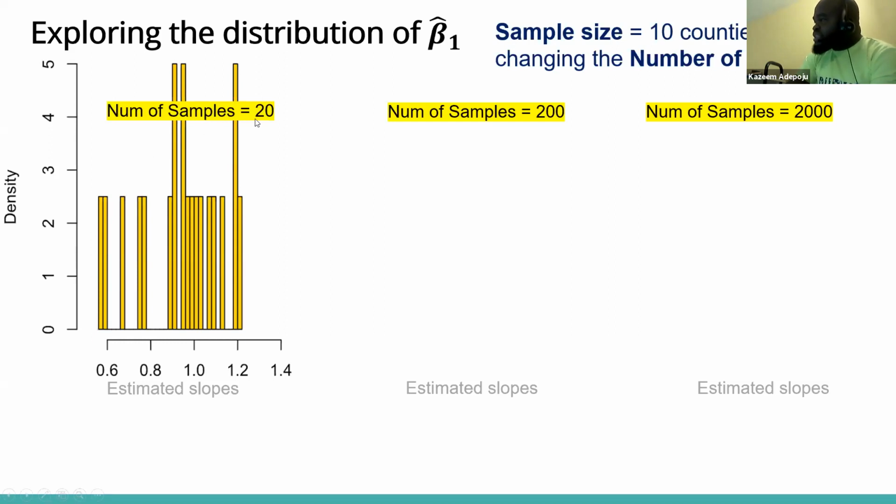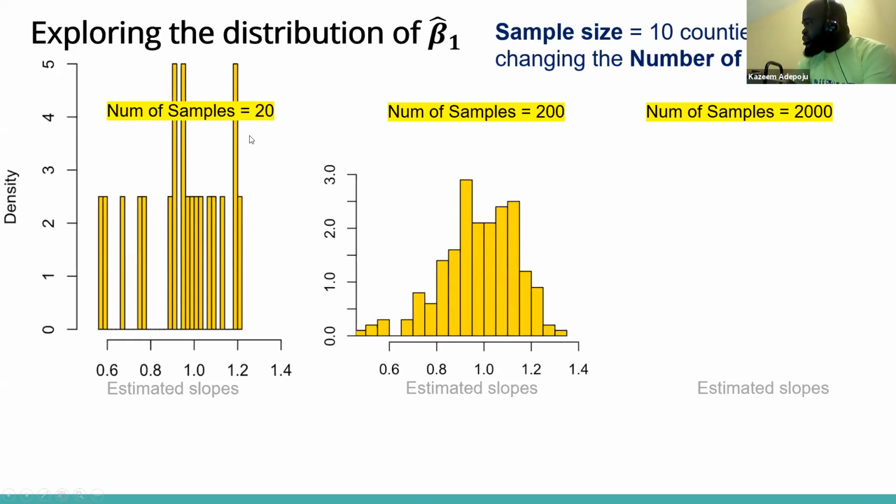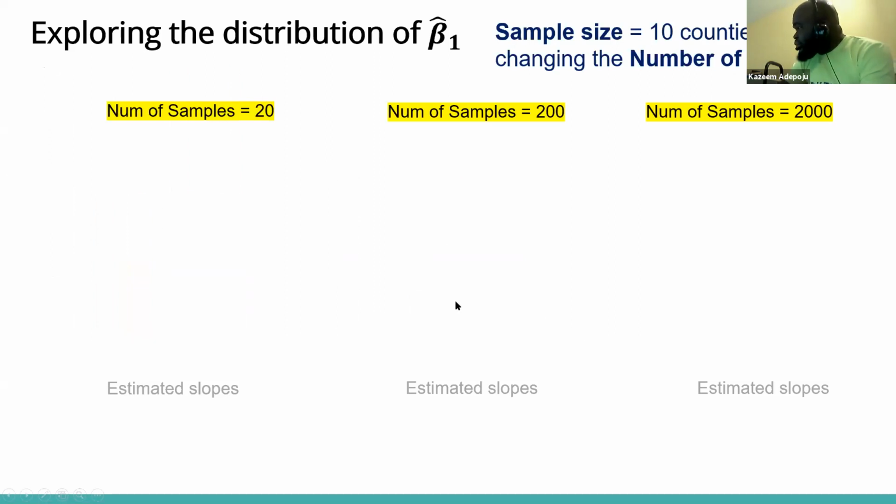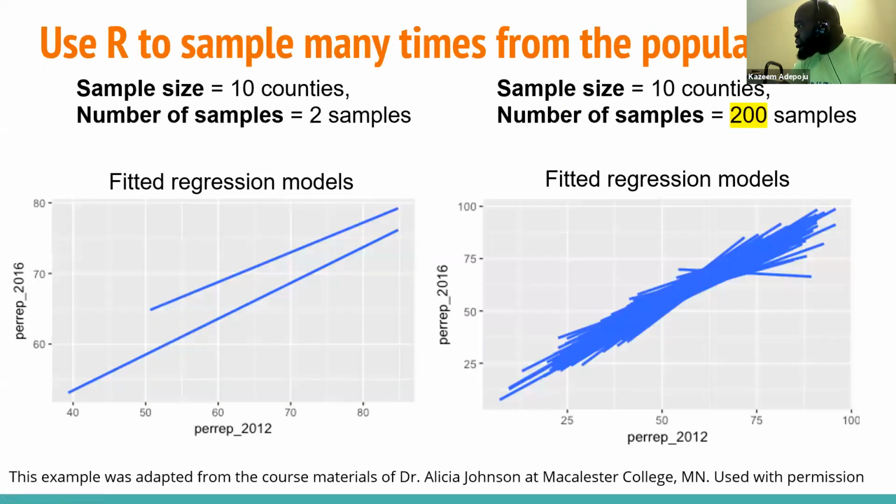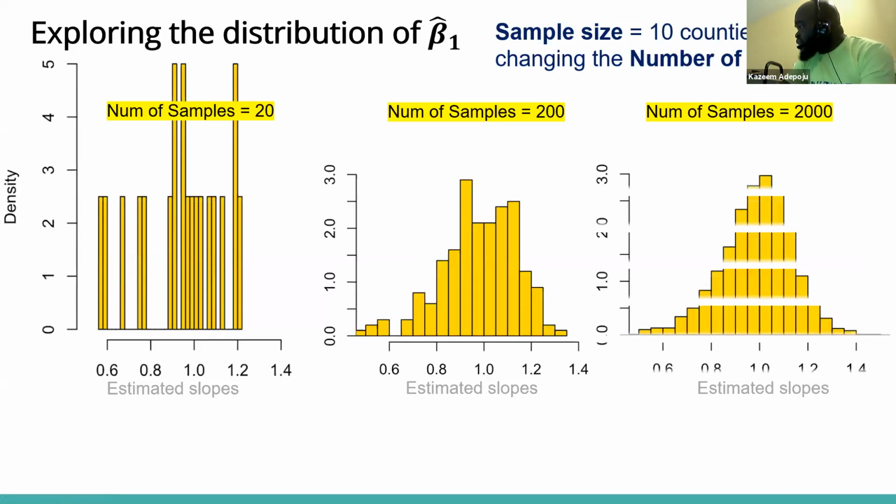The number of samples here is 20. And look at the other one. When the number of samples is 200, look at the distribution. When the number of samples is 2,000, look at the distribution.